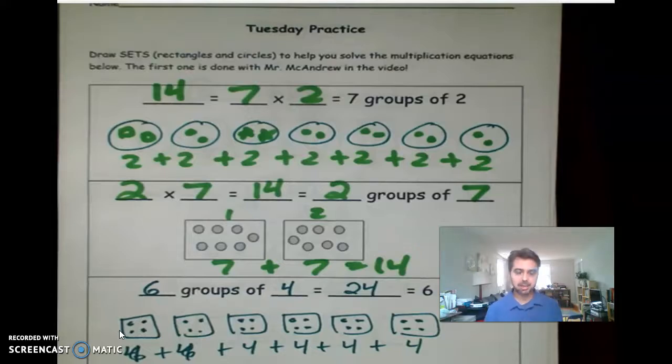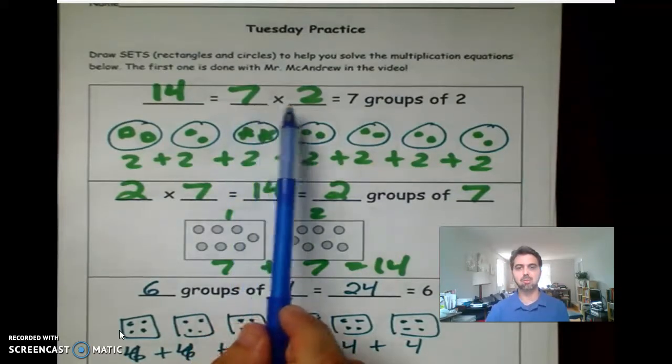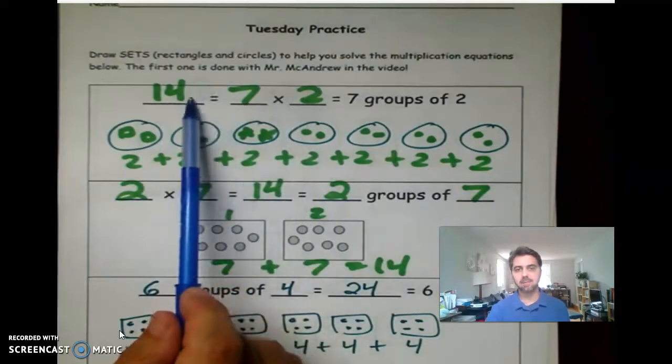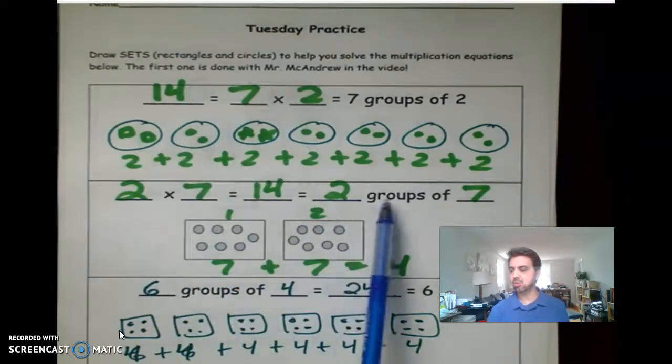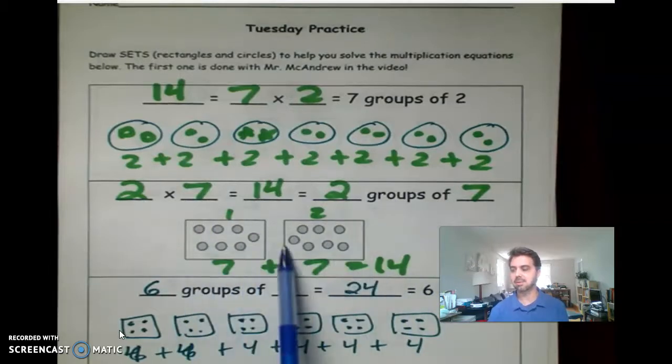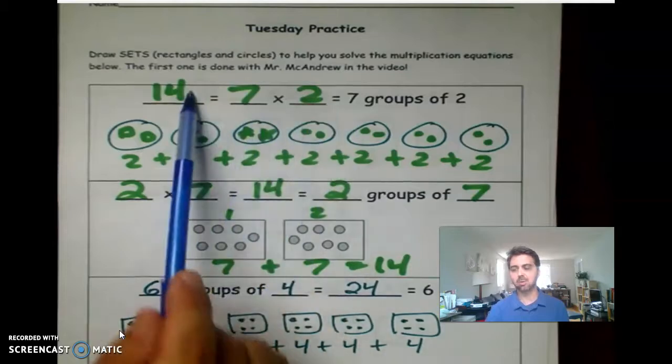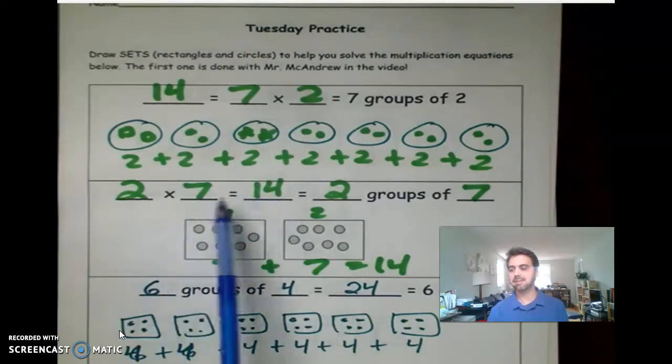You will see that I have up some work that we did yesterday. The reason for that is I wanted to point out something, which is I noticed something, and I was curious to see if you noticed it as well. In this problem it was 7 groups of 2, which was 14. And here we had 2 groups of 7, which was also 14. So 7 times 2 is 14, and 2 times 7 is 14. And I'm curious to see if that always works.